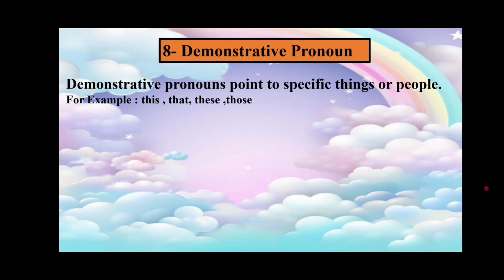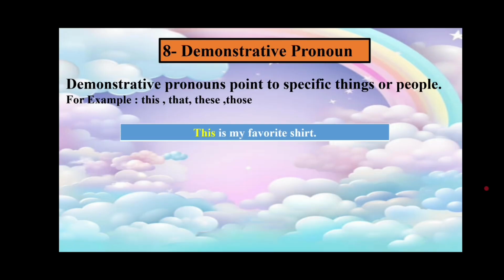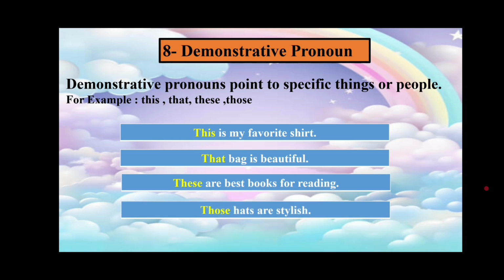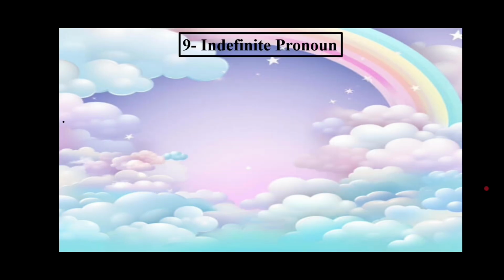Demonstrative pronouns point to specific things or people. For example, this, that, these, and those. Now we will learn through sentences how do we use them. This is my favorite shirt. These are best books for reading. Those hats are stylish.